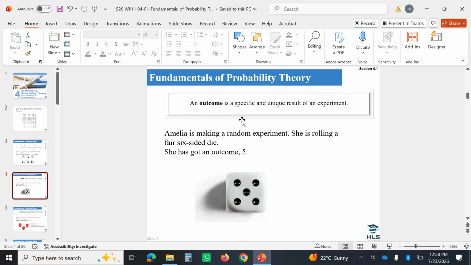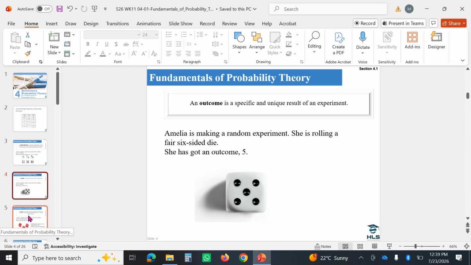An outcome is a specific and unique result of an experiment. You let an experiment happen. What is the outcome? What is going to happen? Amelia is making the random experiment. She is rolling a fair six-sided die, and she rolled the die, and she got a 5.